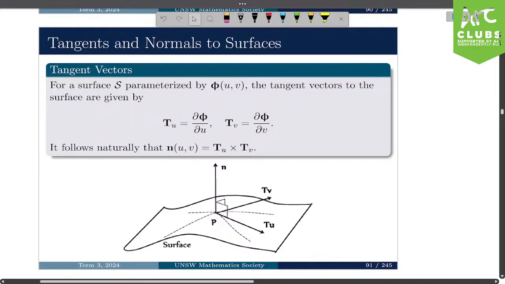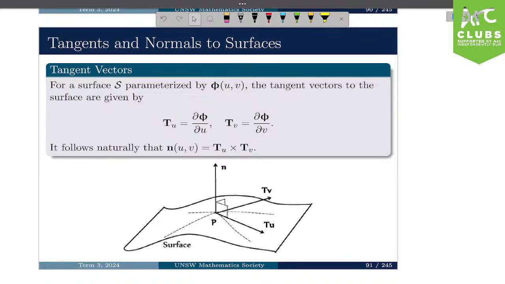Now we have to introduce a bit of terminology with surfaces. For some surface S, parametrized by this map here, we have tangent vectors to the surface, given by the partial derivatives of our map with respect to the two variables that you parametrize it with. In particular, the tangent vector in the u direction is the partial derivative of phi with respect to u, and in the v direction, the partial derivative with respect to v. By a bit of geometry, if you take the cross product of these two tangent vectors, you get something perpendicular to the surface. That is what we define the normal vector as. This is visually what it looks like.